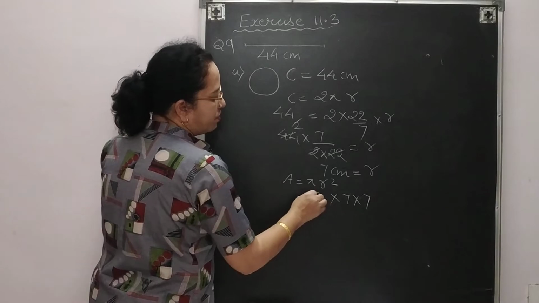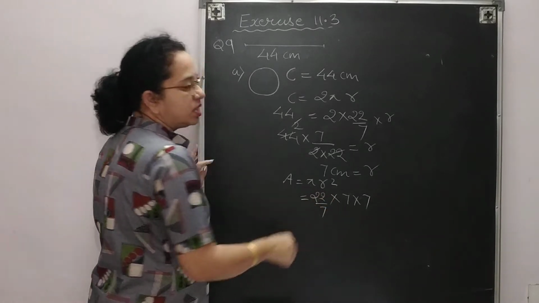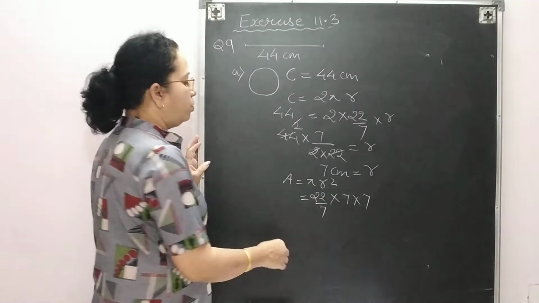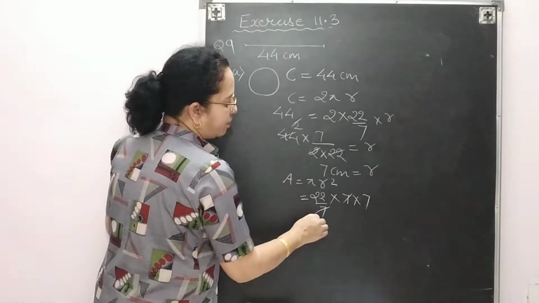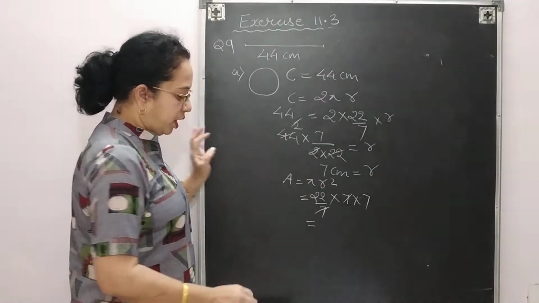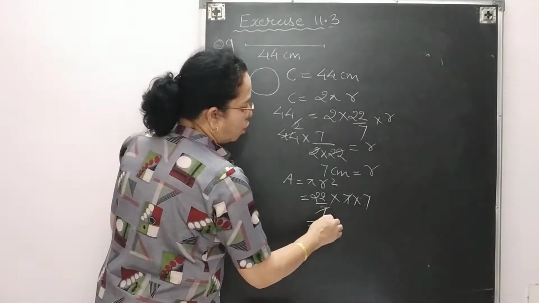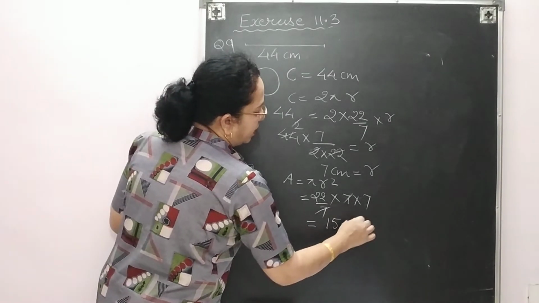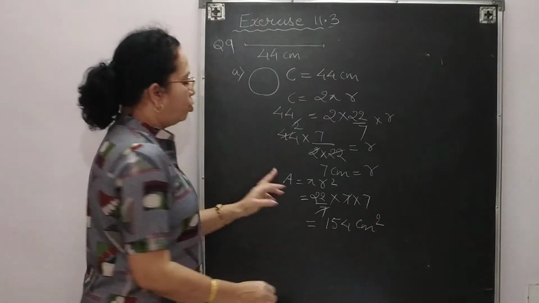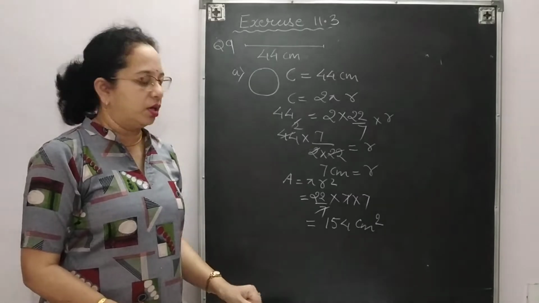So again the value of r will be 7. This 7 is divisible by 22 upon 7, so write down the value of pi as 22 by 7. 7 and 7 you can cut. So 22 into 7 will give you 154 centimeter square. The unit of area is centimeter square.